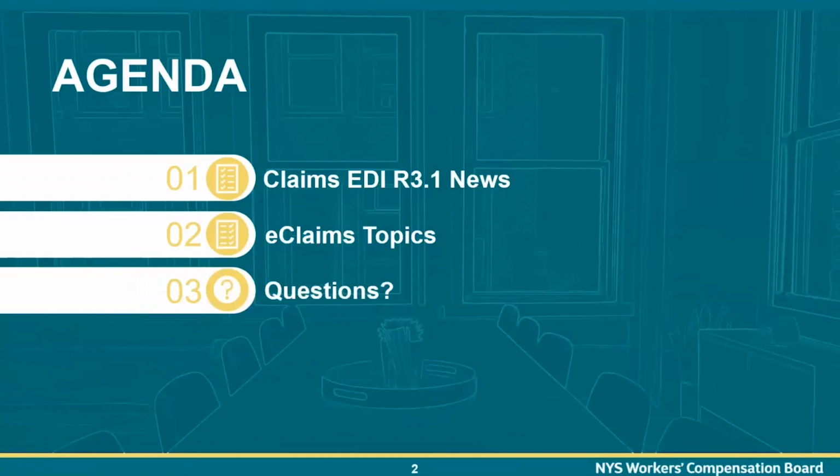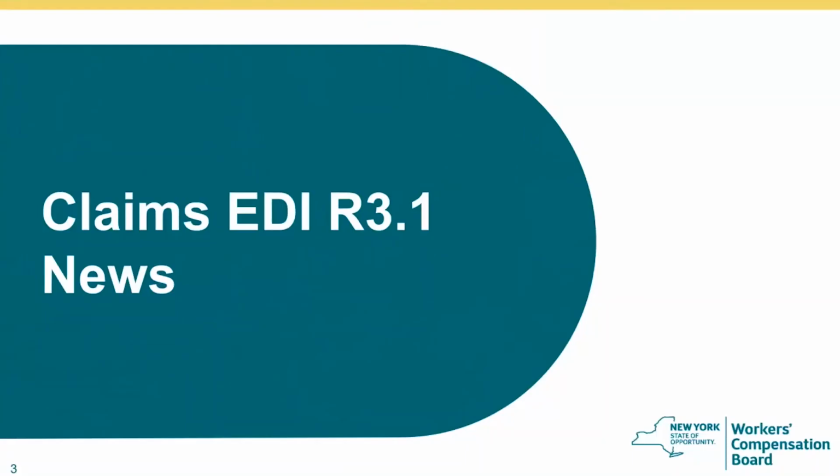Today we will be covering 3.0 and 3.1 news, table changes, 3.1 changelog items, and 3.0 to 3.1 cutover dates. We will also take questions at the end of the webinar. First, we'll review eClaims recent news since the August webinar. I will now turn the presentation over to Michael Hunter, who will review the Claims EDI 3.1 news.